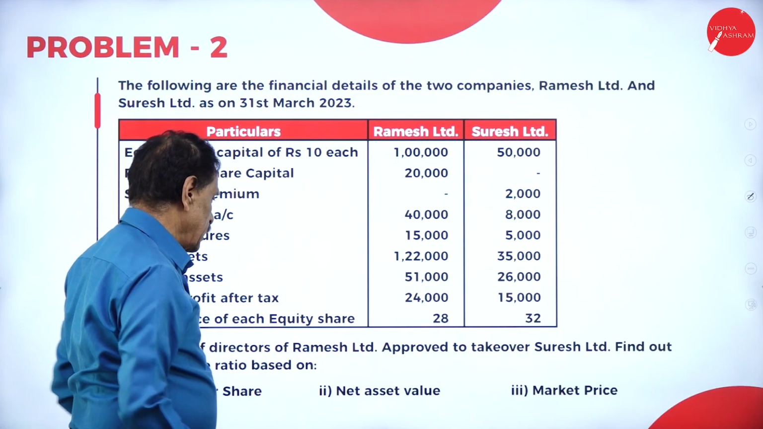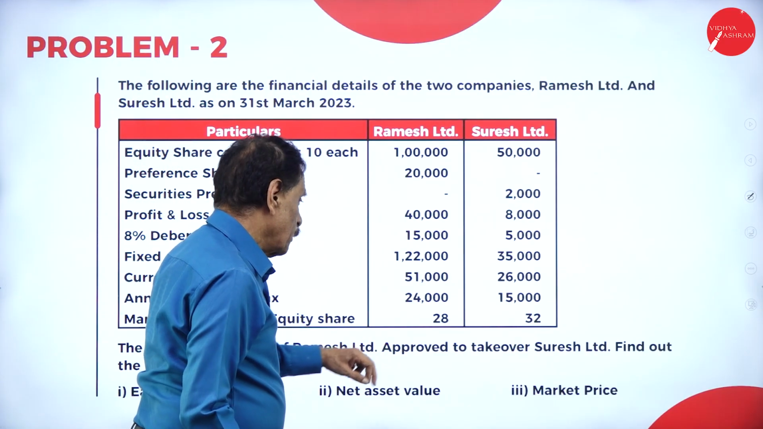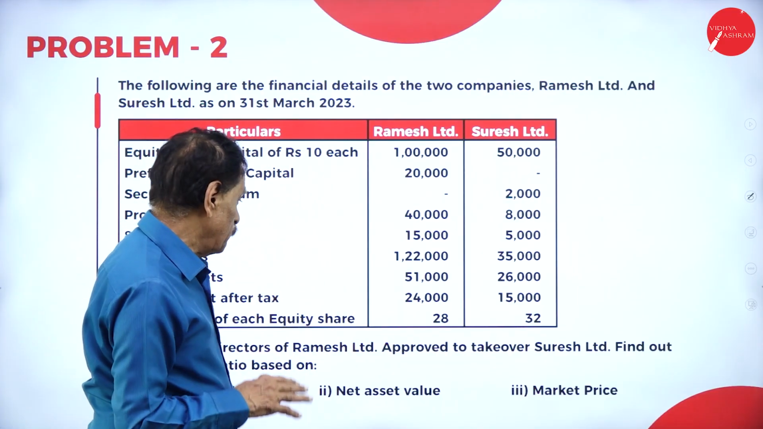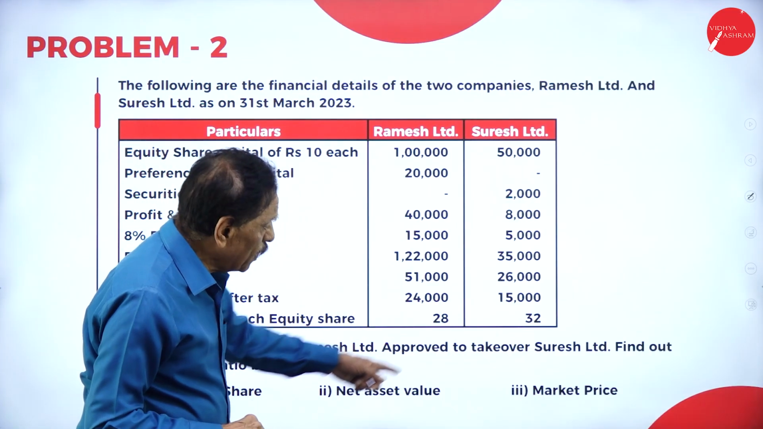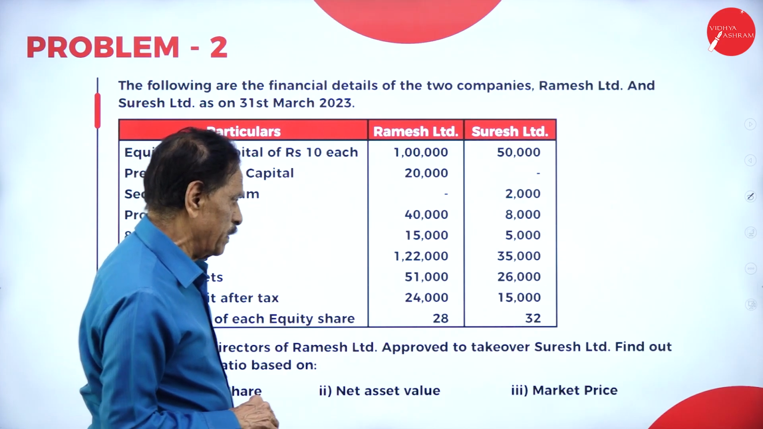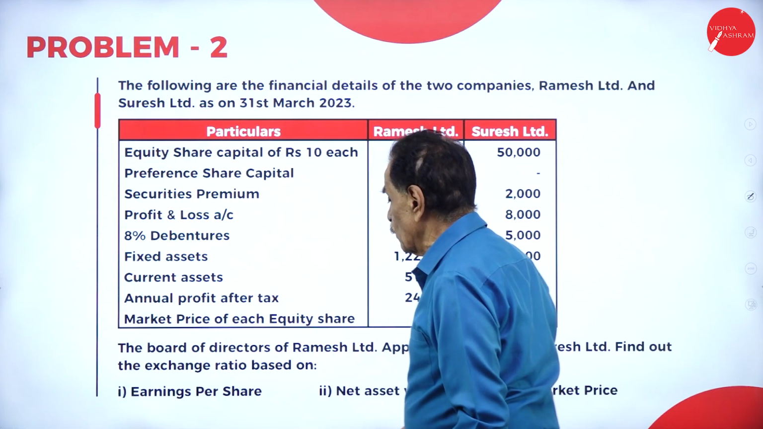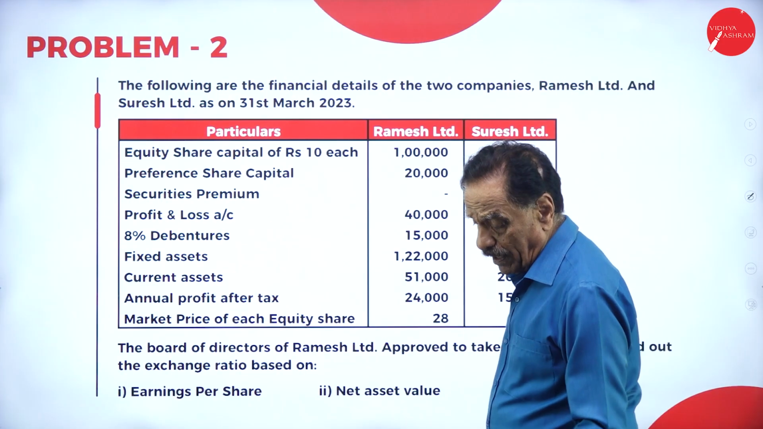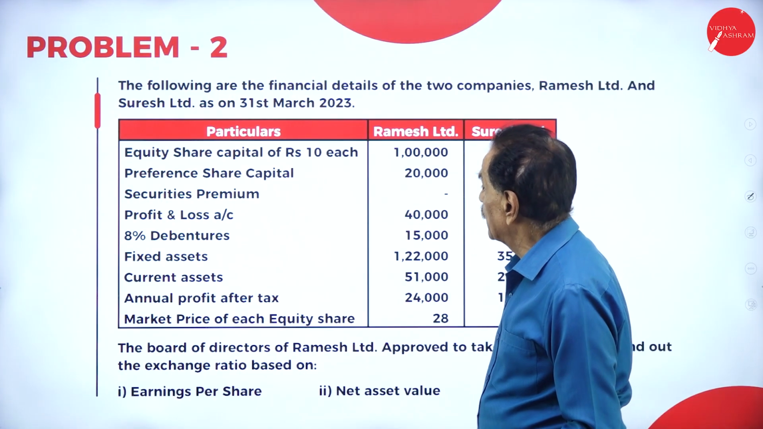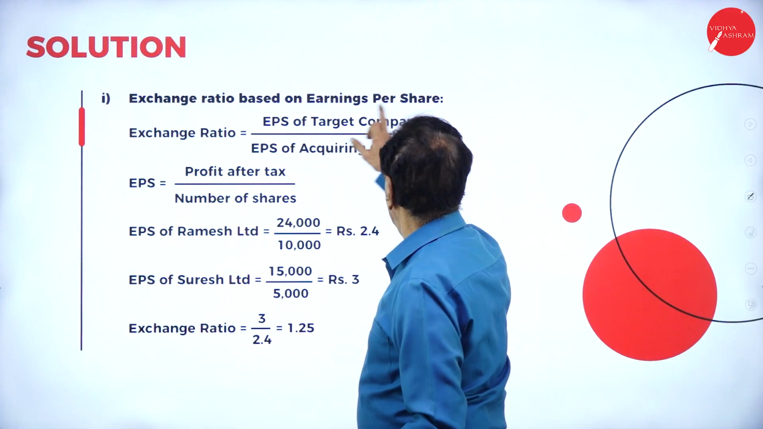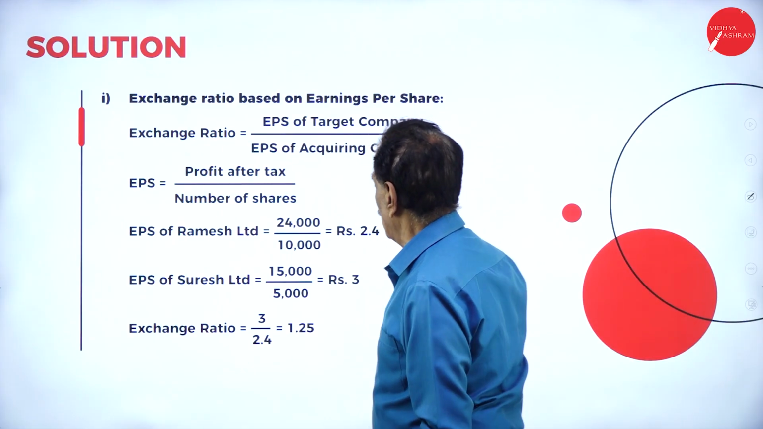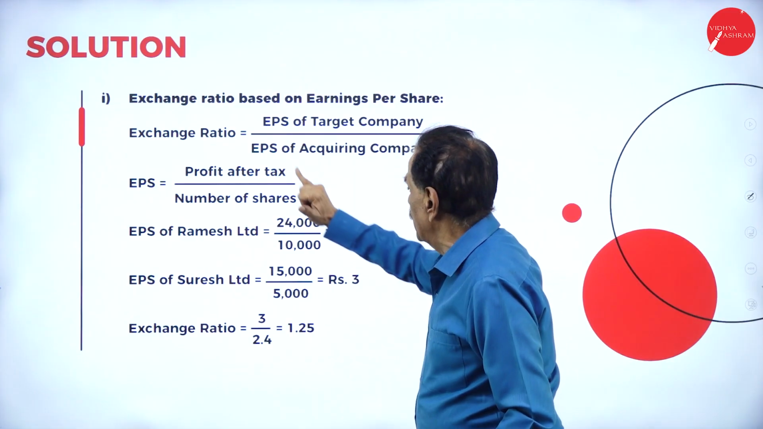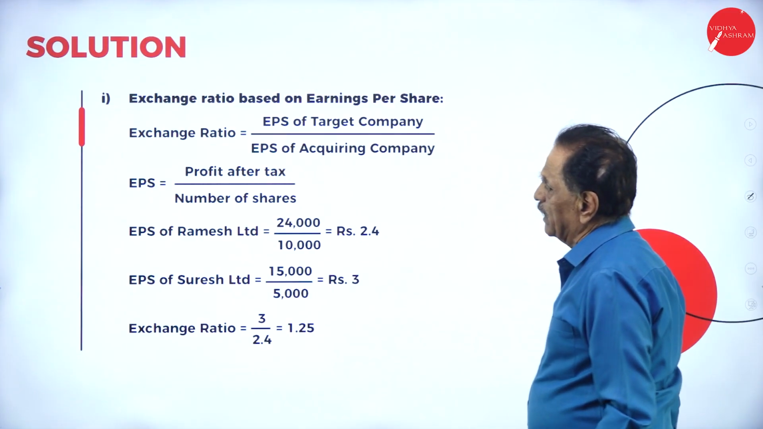The board of directors of Ramesh Limited approved to take over Suresh Limited. Who is taking over? The acquiring company is Ramesh Limited. The target company becomes Suresh Limited. Find out the exchange ratio based on earning per share, net asset value, and market price. We'll go with the exchange ratio based on earning per share. Exchange ratio is equal to earning per share of target company divided by earning per share of acquiring company.